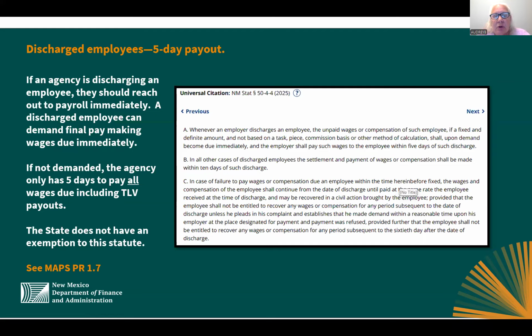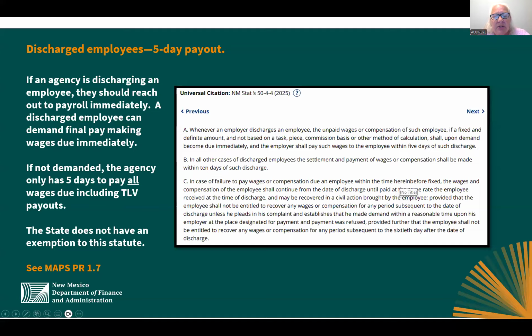Is the 5-day rule only for involuntarily terminated employees, or is this for any discharged employee? Only if they have been involuntarily terminated. So if we are choosing to dismiss them for cause, then the 5-day rule applies. If they resign, then the rule is that the wages are paid in the normal pay cycles.